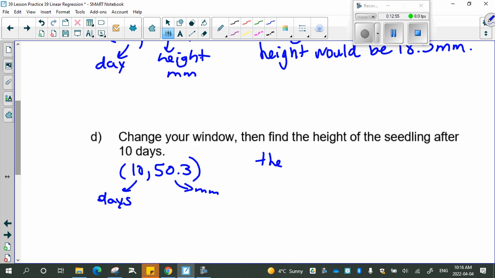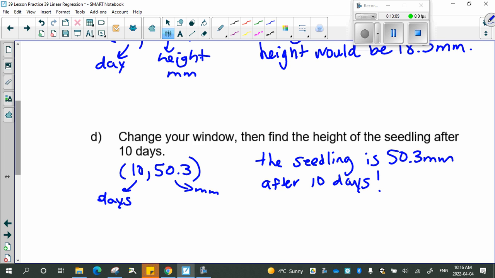Okay, so then we're going to say the seedling is 50.3 millimeters after 10 days. Nice. So see how the computer is doing all that work for us. It found the line of best fit instead of us having to find it. It's predicting, it's helping us make the predictions.